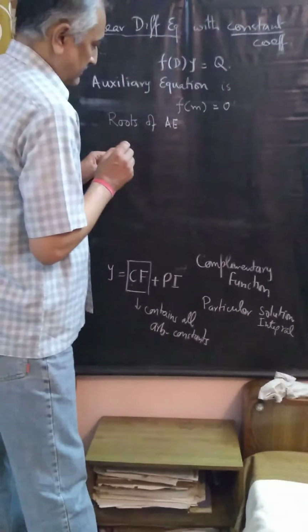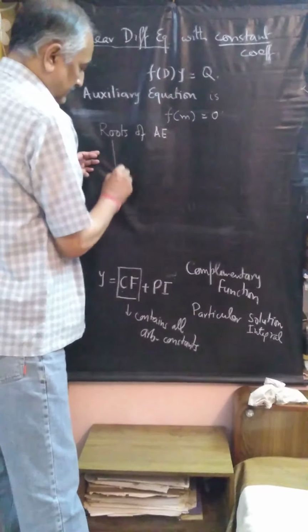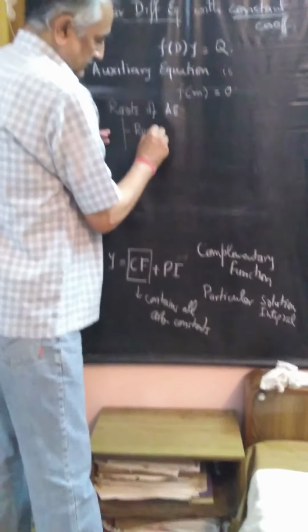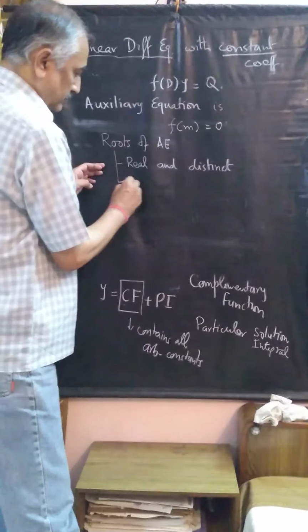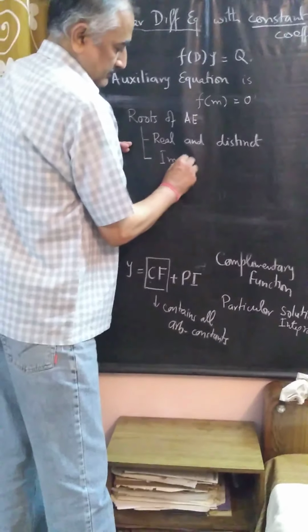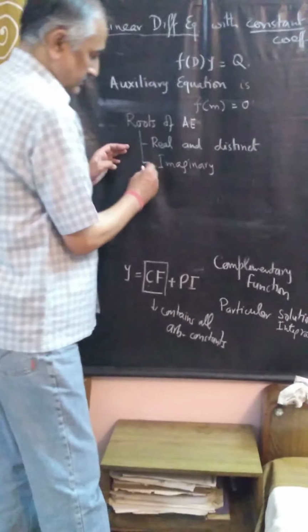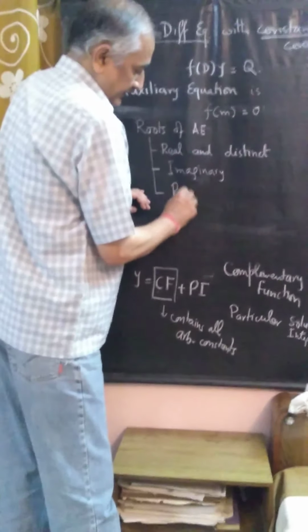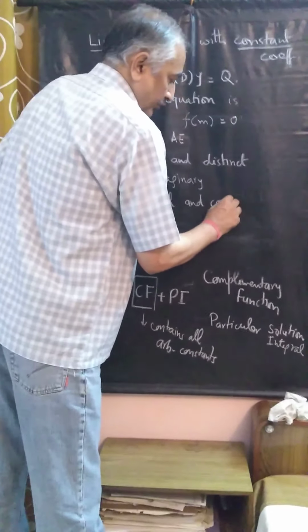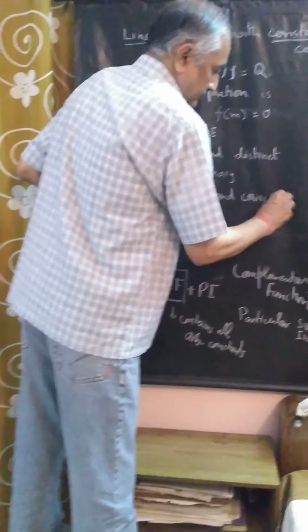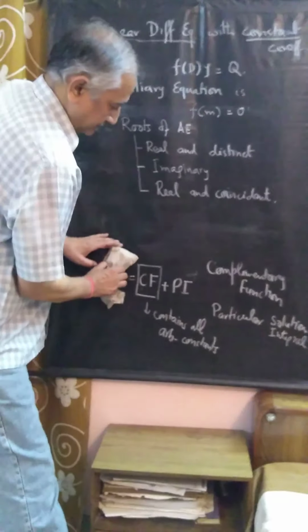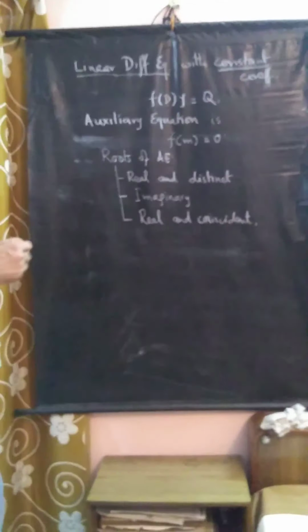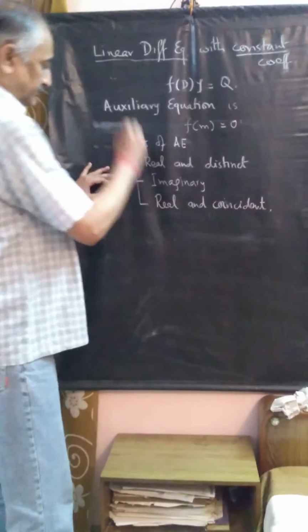So if 1, roots are real and distinct, 2, roots are imaginary, 3, roots are real and coincident. So let's pick this one first.